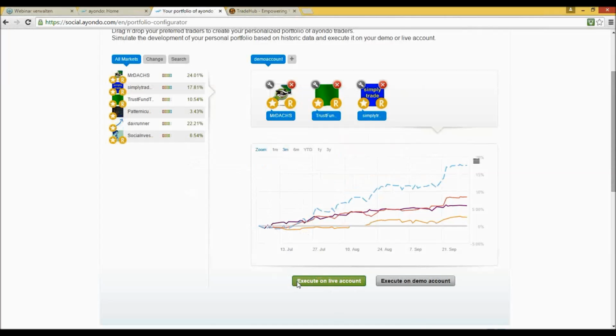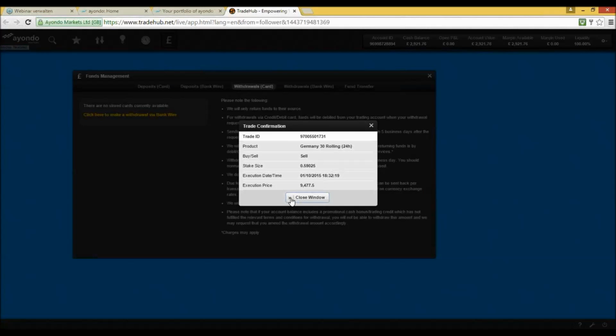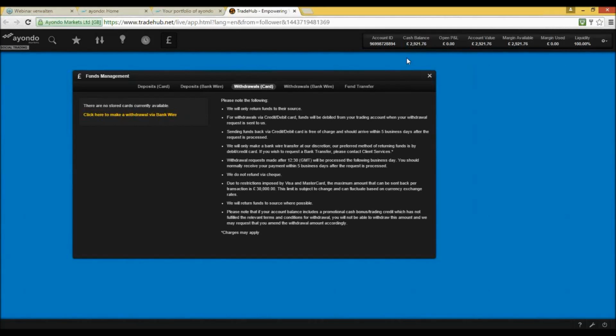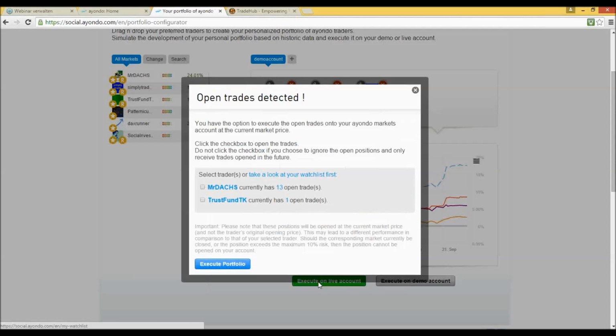As I have funds on my live account, which we saw earlier, and that's just a trade confirmation, we can see here I've got a small balance on my account of just under £3,000. We're going to execute these three traders on my live account. All I need to do now is simply press execute on live account.